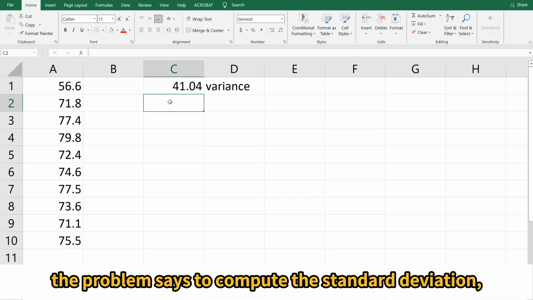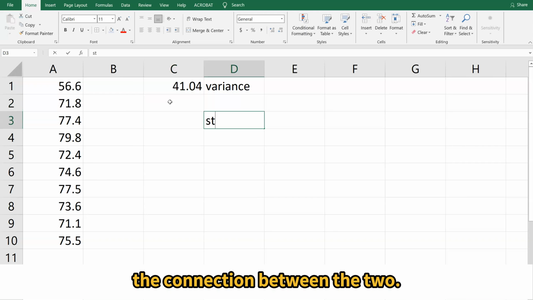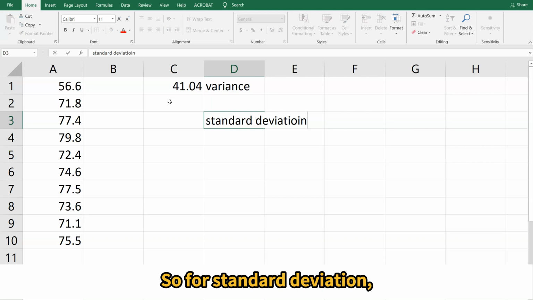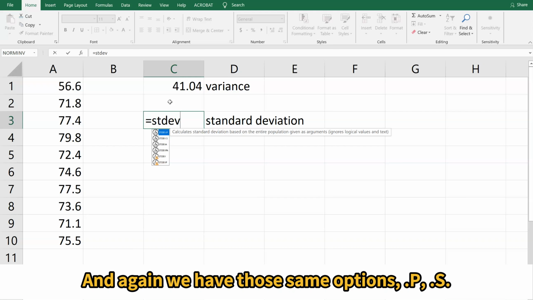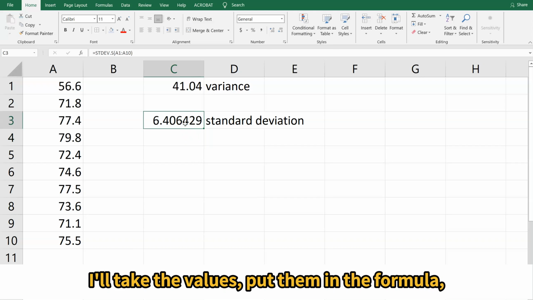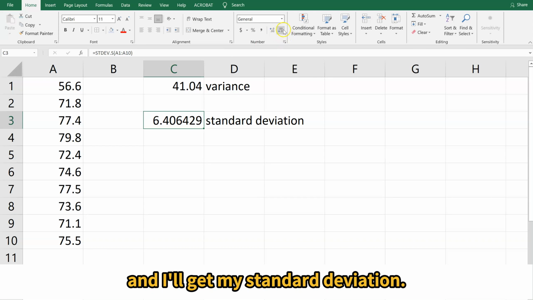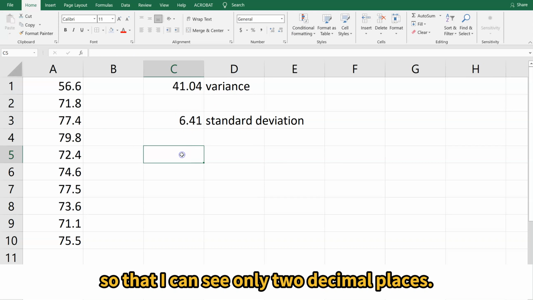And I know the problem says to compute the standard deviation, and I just did the variance. I really just want to show you the connection between the two. So for standard deviation, we're going to start by typing STDEV. And again, we have those same options, .p, .s. This is a .s for a sample. I'll take the values, put them in the formula, and I'll get my standard deviation. And I can move my decimal places over so that I can see only 2 decimal places.